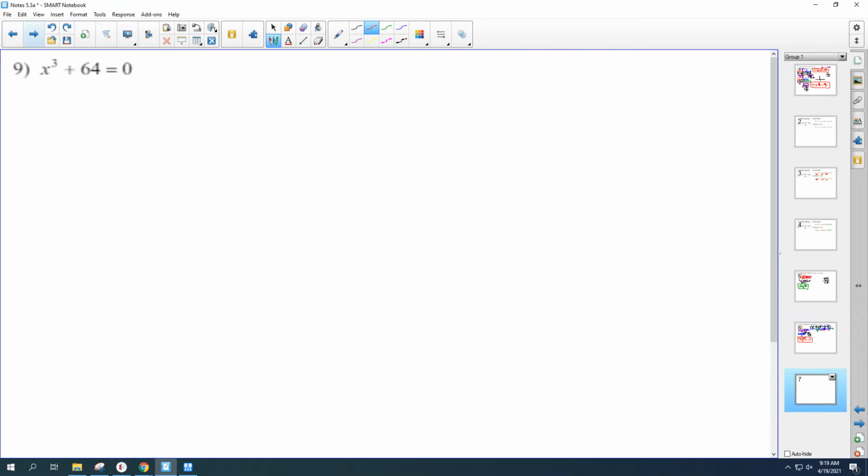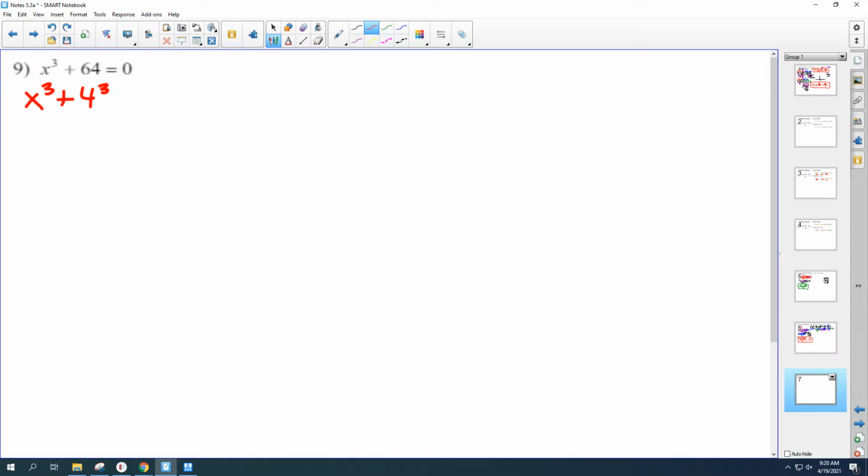Okay. So then the last one, number 9, you've got x cubed plus 64. Again, sometimes people have a hard time getting started because they can't see a cube there. But you have to think about what number times itself 3 times gives me 64. And there's not a whole lot of possibilities. You can try a couple. 2 times 2 times 2 is 8. Nope. 3 times 3 times 3 is 27. Nope. 4 times 4 times 4. Use a calculator if you have to. That's it. That's 64. 4 cubed right there.